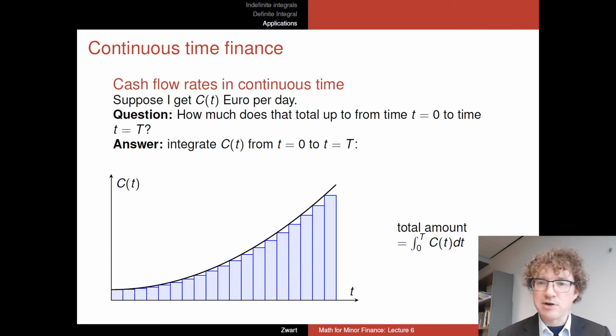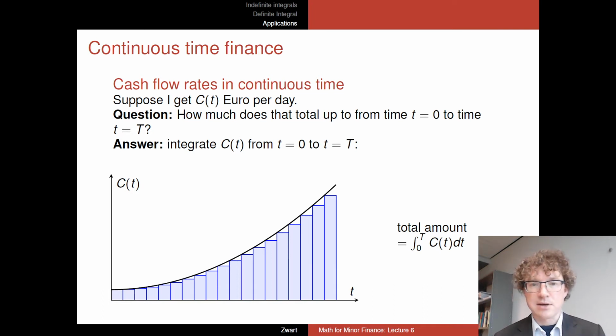And sometimes this is a very good approximation. In modern capital markets, there is money flowing more or less all the time. Trades are carried out every second or every millisecond actually. And sometimes this is just a convenient approximation to perhaps more discrete transactions which happen a lot, but perhaps not every second. In particular, continuous time finance is used a lot in derivative pricing, because derivative pricing is a lot easier in continuous time than in discrete time.